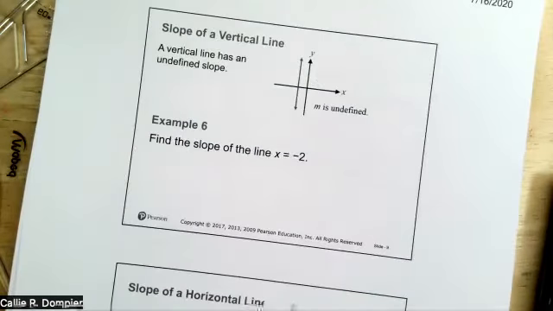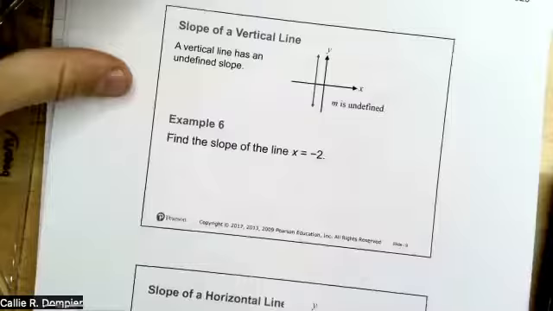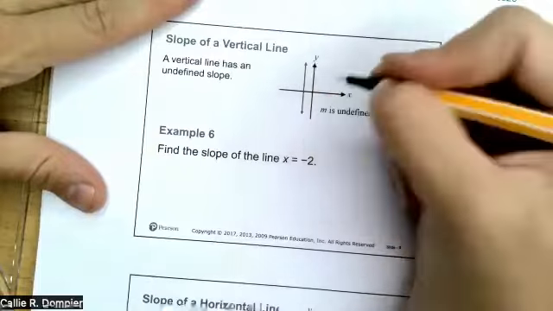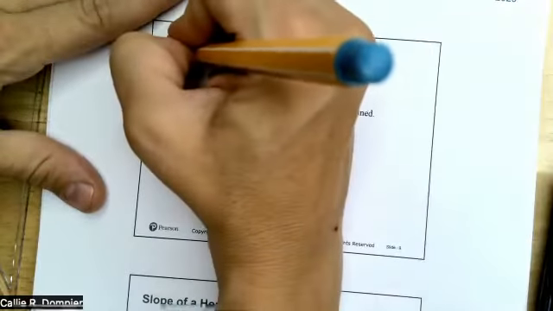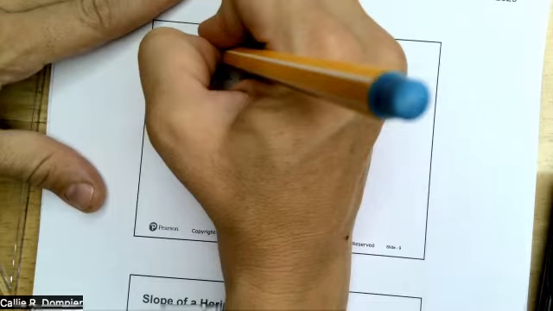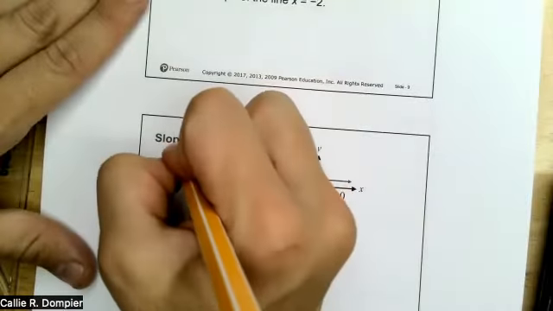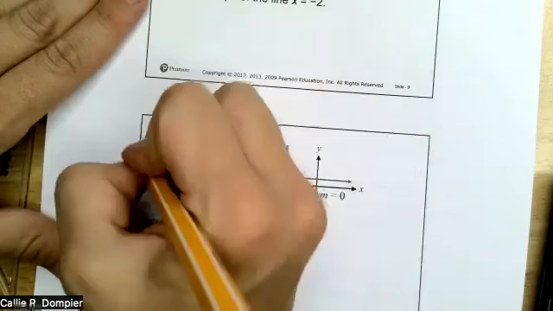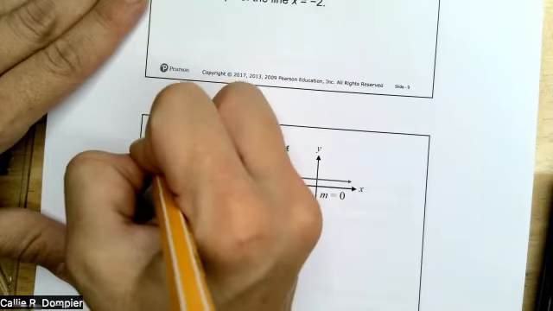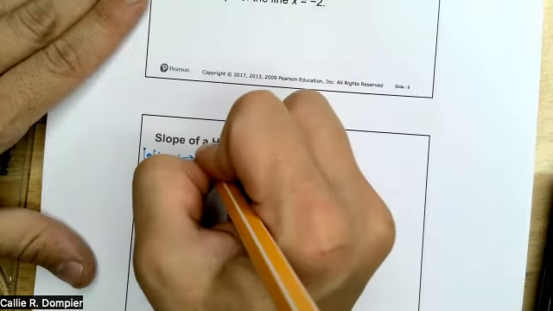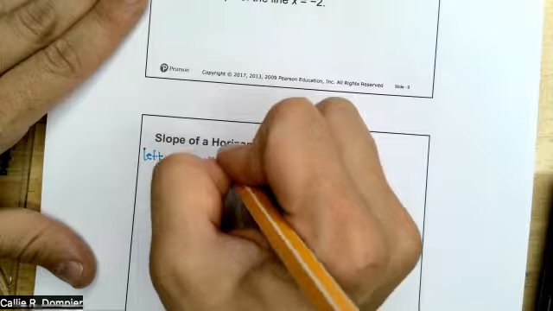Okay, vertical lines and horizontal lines. Vertical means up and down. Then we're going to talk about horizontal. That means, like, I think of the horizon. I guess you could call it left to right.